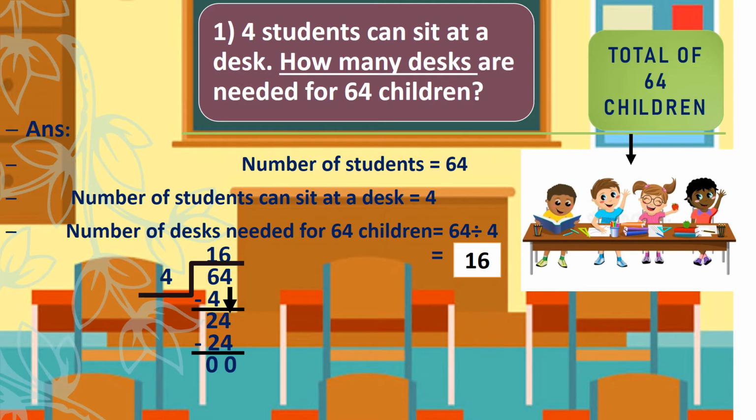No. You continue to divide 24 by 4. So 4 into what gives us 24? 4 sixes are 24. And then again you subtract and you find the remainder, which is 0. So what is the quotient that you get? You get 16. So the number of desks needed for 64 children is 16.